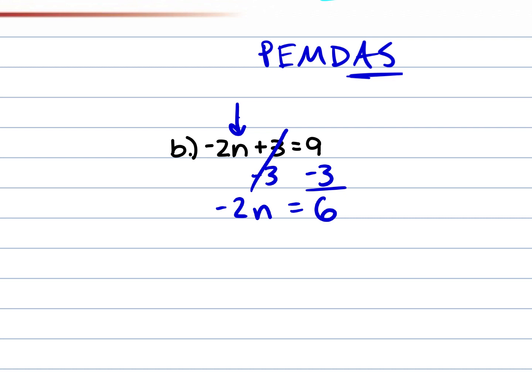Next, since negative 2 is being multiplied to n, I do the opposite of multiplication, which is division. So I'm going to divide both sides by negative 2. So it'll cancel out on the left, and I have n is equal to 6 divided by negative 2, which is negative 3. So that is our answer.